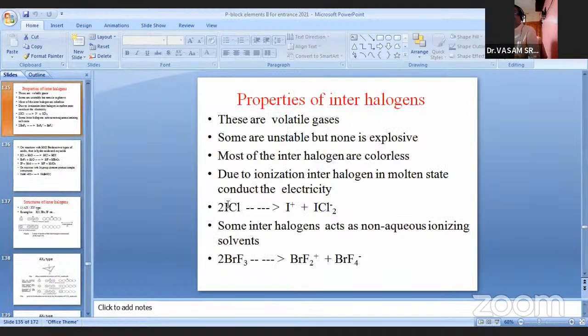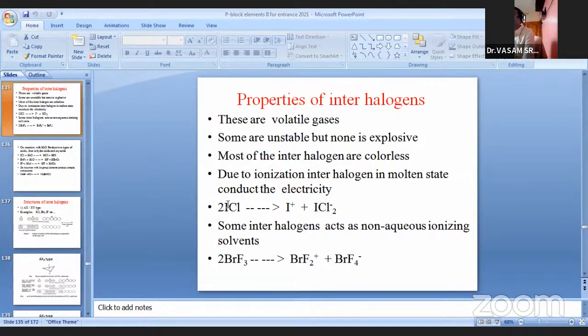And the properties of interhalogens. These are volatile gases. Volatile means easily evaporated. Some are unstable, but none is explosive. Most of the interhalogens are colorless. Due to ionization, interhalogens in the molten state conduct electricity, because they form two types of ions, cations and anions. If you take 2 ICl, it gives I+ and ICl2-. Both ions are produced, that's why they conduct electricity.